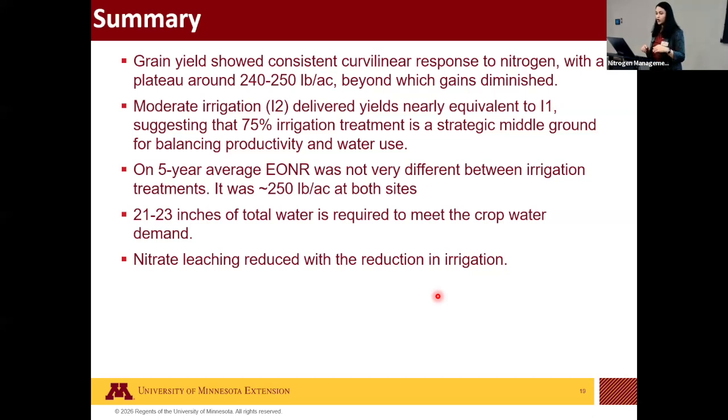On a 5-year average basis, economic optimum nitrogen rate was similar between these irrigated treatments, but lower in rain-fed, around 250 pounds, and then 21 to 23 inches of total water is required to meet the crop water demand. And of course, nitrate leaching was reduced with reduction in irrigation.